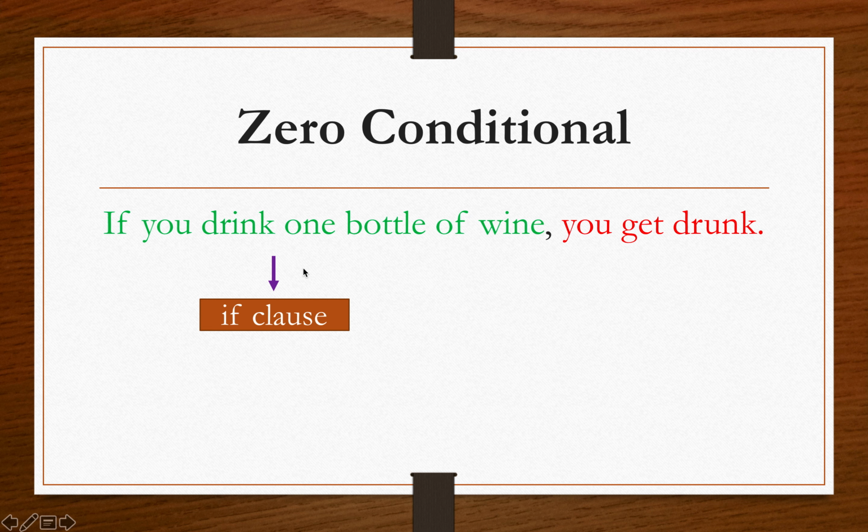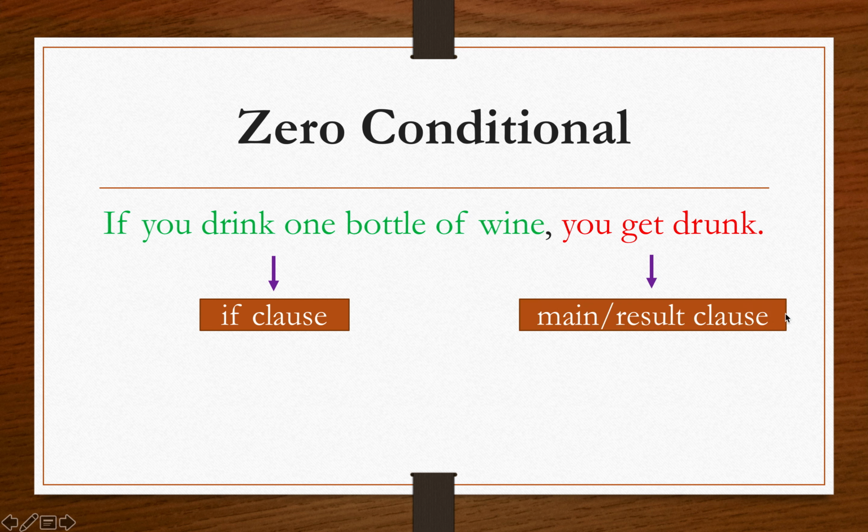Ok, if you drink one bottle of wine, you get drunk. À, gà hôm nâng gà hạ ta main clause gà bán, rồi gà hạ ta result clause gà bán. Ok, result clause. Let the poll dân nâng sở vần. Ok, let the poll. Ok, main clause.